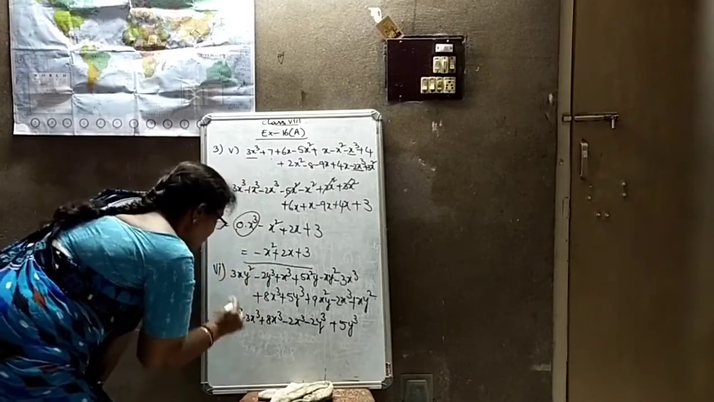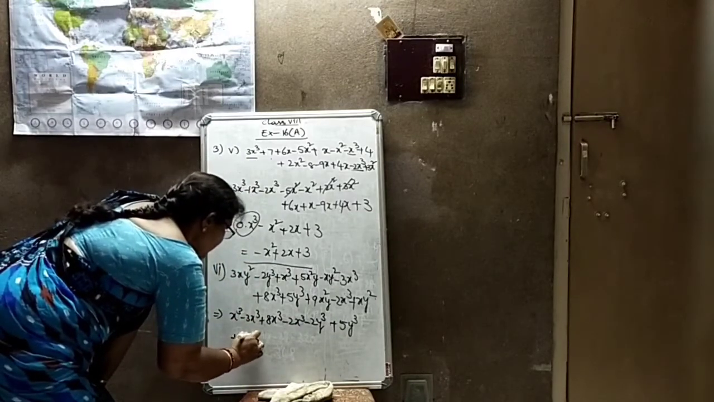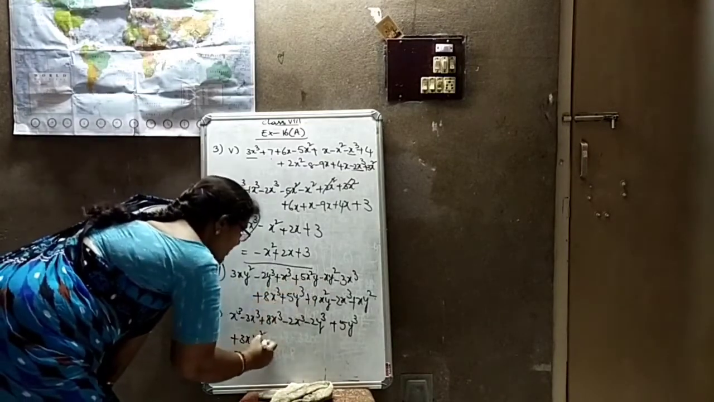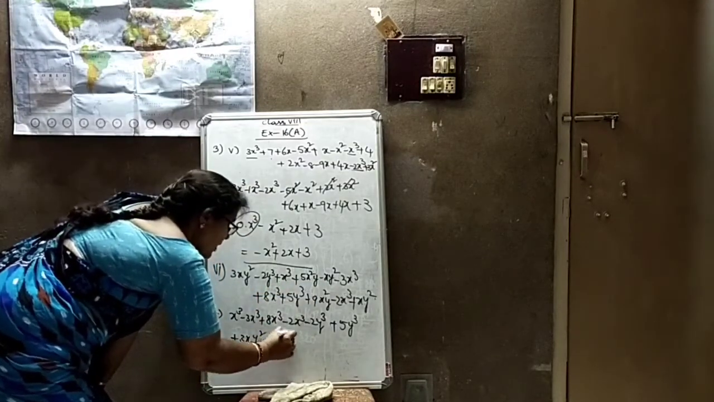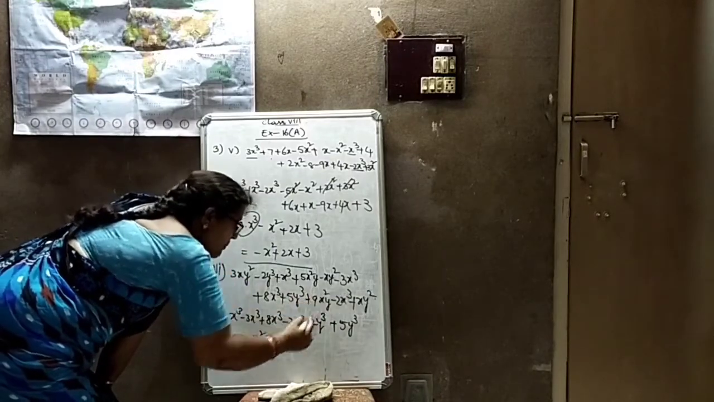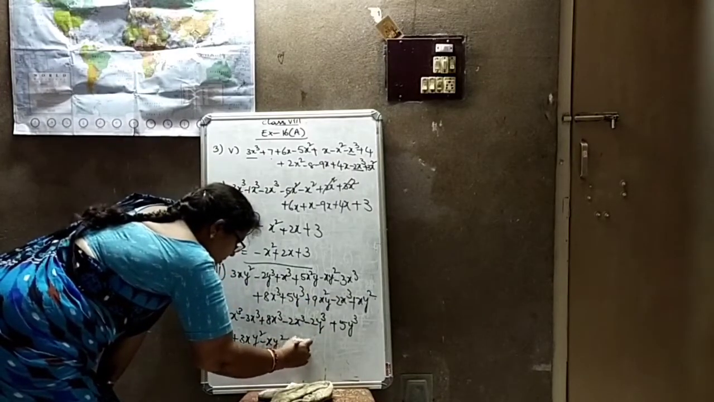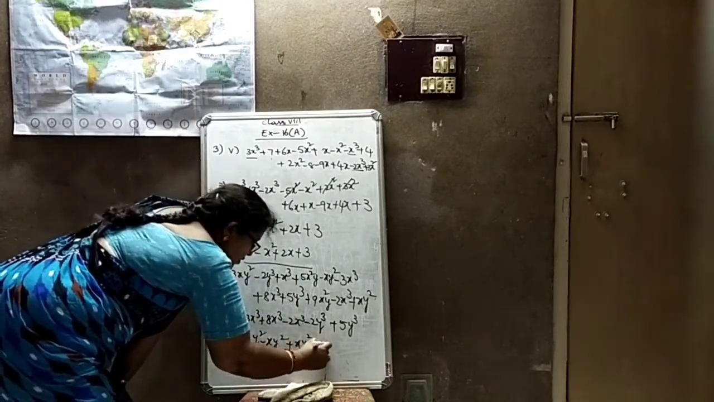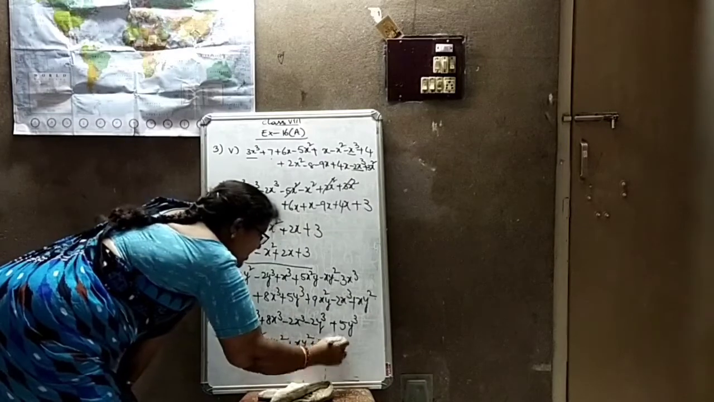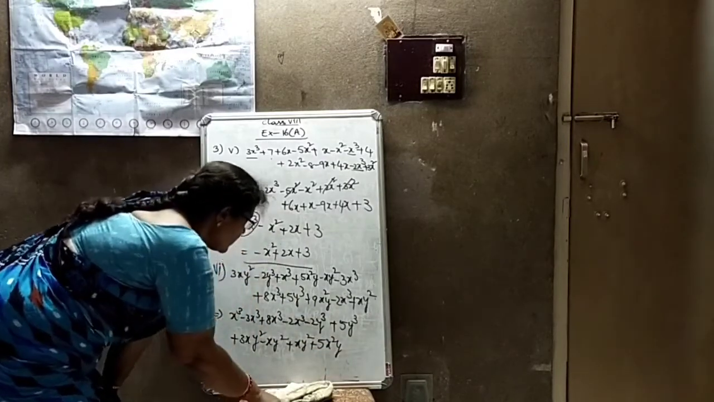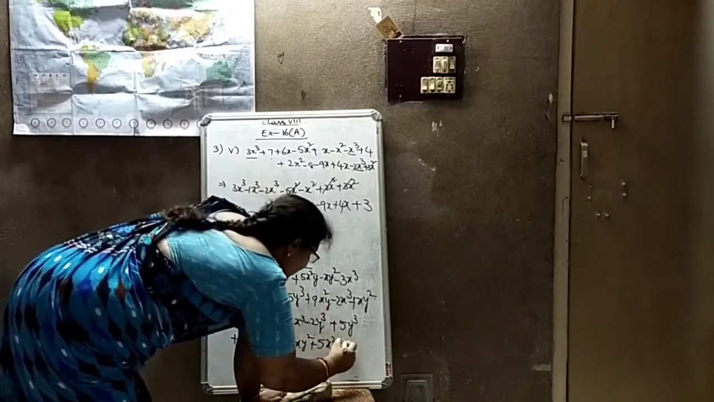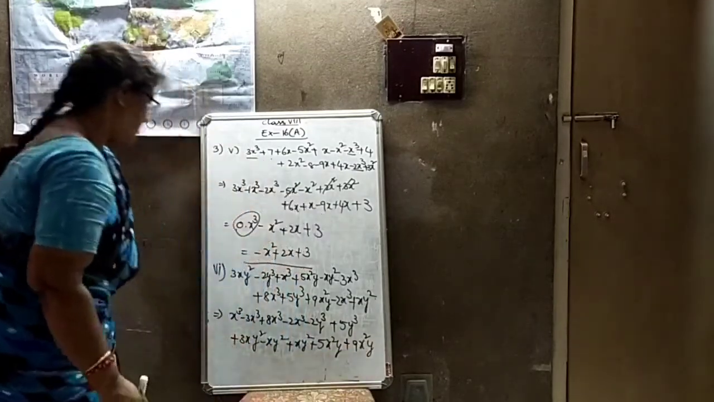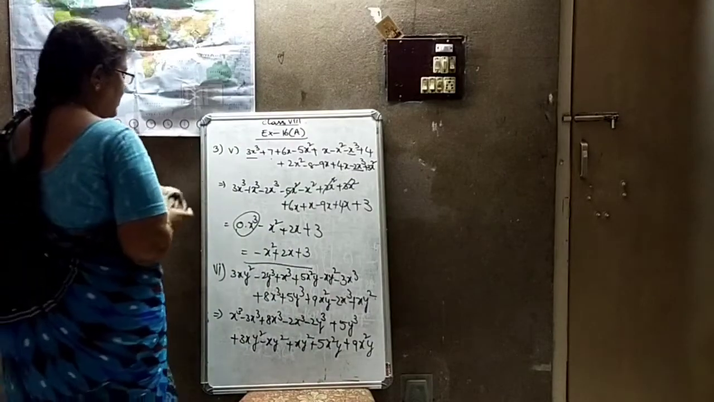That's it. Next, plus 3xy square. Xy square comes to say, this is x square minus xy square plus xy square. Next, plus 5x square y plus 9x square y. Okay. Now I am going to have this one.